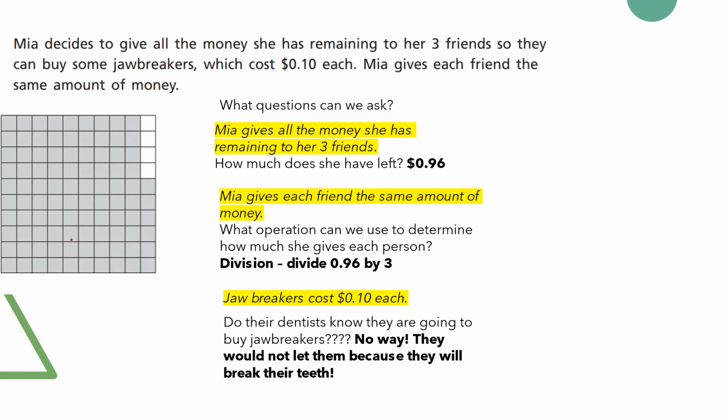Okay, let's answer those questions. How much does she have left? She has 96 cents left. We decided that we need to figure out an operation to decide how much she gives each person. I think we should divide it by 3 since there are 3 people. I'm going to do a visual model here on the next page to help us understand this better.